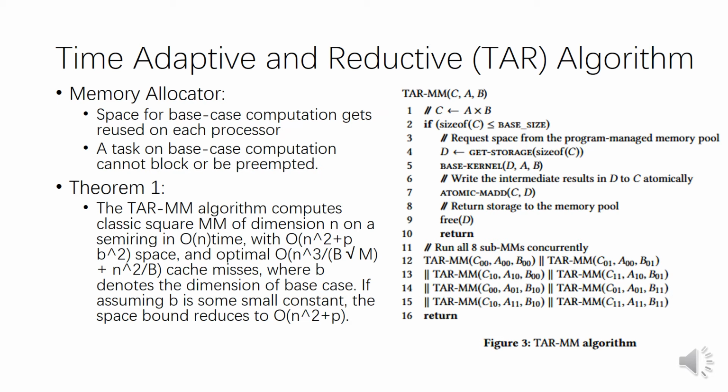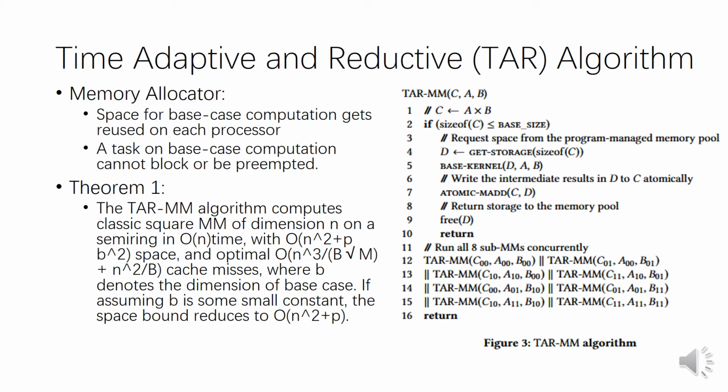In order to calculate this base case, we need to allocate some temporal space of D. And our memory allocator guarantees this space for base case calculation on each processor will be reused across different function calls. So on each processor it may have lots of base case calculations, but they reuse the same space for those base case calculations, so that it improves the cache complexities, right? This is why we have Theorem 1 in our paper.